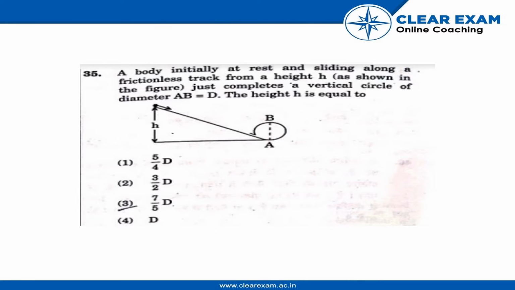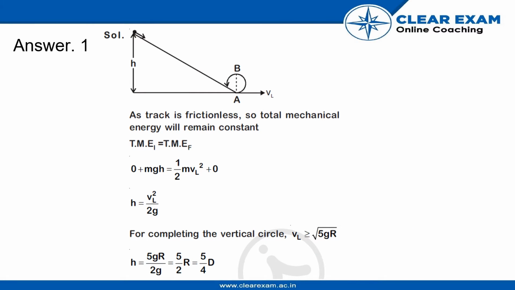Here we have an object that starts moving from this point and comes to the bottom of this sliding surface. After coming here, it has a velocity such that it can complete a vertical circle, and the diameter of the vertical circle is AB. So we have to find this height h. We will use very basic concepts here, not any advanced concept.